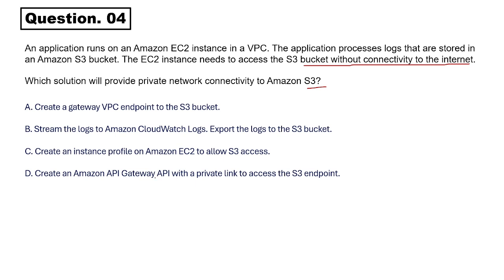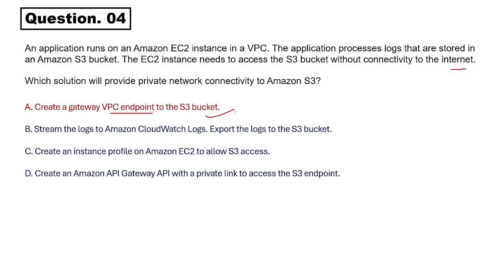Okay, now let me reveal the correct answer. Option A, create a gateway VPC endpoint to the S3 bucket, is the correct answer here. Because a gateway VPC endpoint can connect to the S3 bucket privately without any additional cost and without internet connectivity as well. In fact, VPC endpoints are for the purpose of connectivity without internet.